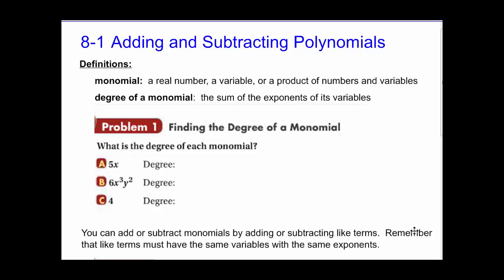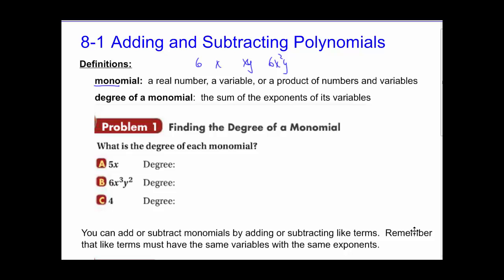First definition we need to look at is a monomial. The term mono means one. So it's a real number, a variable, or a product of numbers and variables that are put together. For instance, we have a real number. We could say 6. We could say x. We could actually do a product with xy. We could actually say 6x squared y. Those are all monomials. Okay?